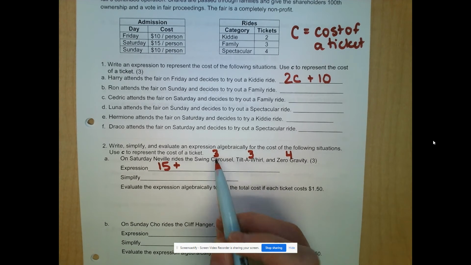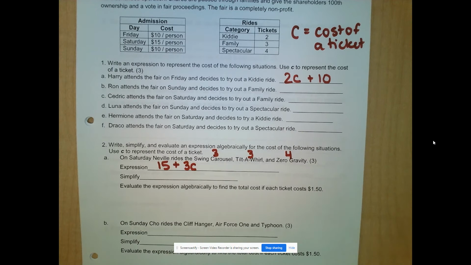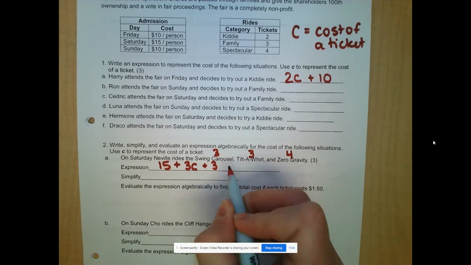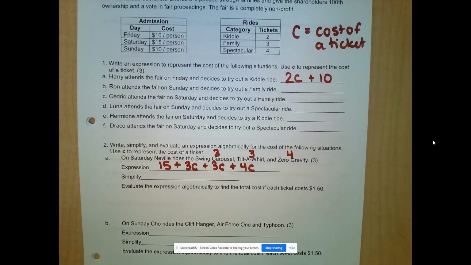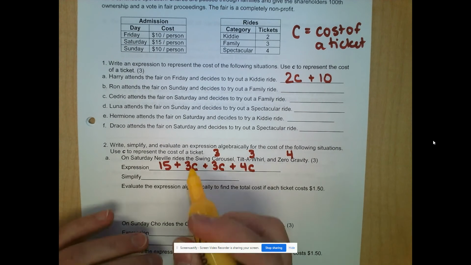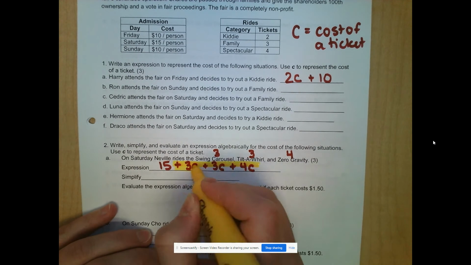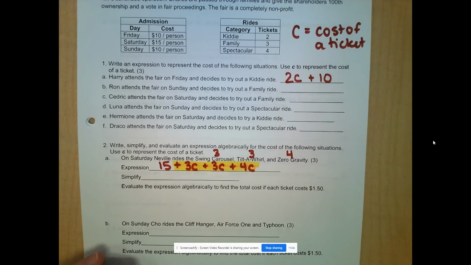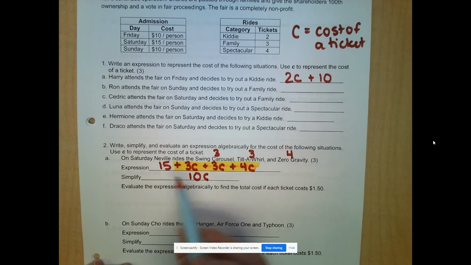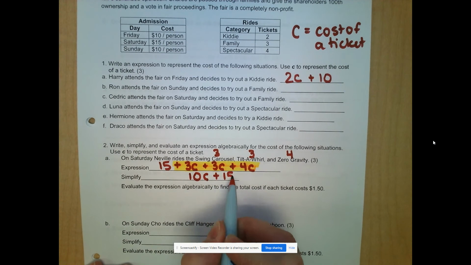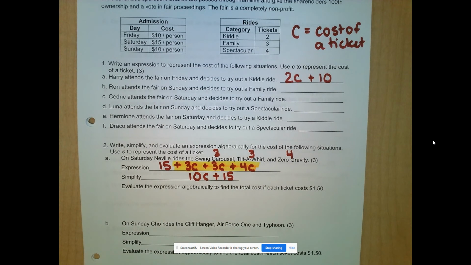So he's going to buy 3 tickets, each one costing C. We don't know how much. Plus another 3 tickets, each one costing C. Plus 4 tickets, each one costing C. And then we have to simplify the expression. So we want to combine like terms. In this case, anything with the variable C is a like term. Same letter, same exponent. So plus 3C plus 3C plus 4C would be 10C. And then anything that's a constant that doesn't have a variable typically goes after the part with the variable. So plus the $15 to get in.